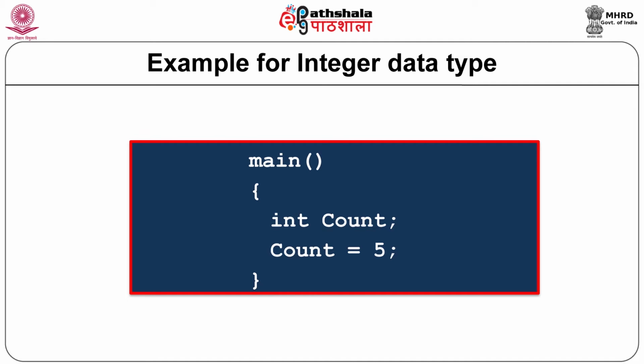Examples on integer data type. You can see this is a simple program which will demonstrate how to use the integer data type in C language. It is main open bracket close bracket. In the body of the main function we have defined an integer, and the value is considered as 5. So the data is considered in integer form. The variable value is 5.